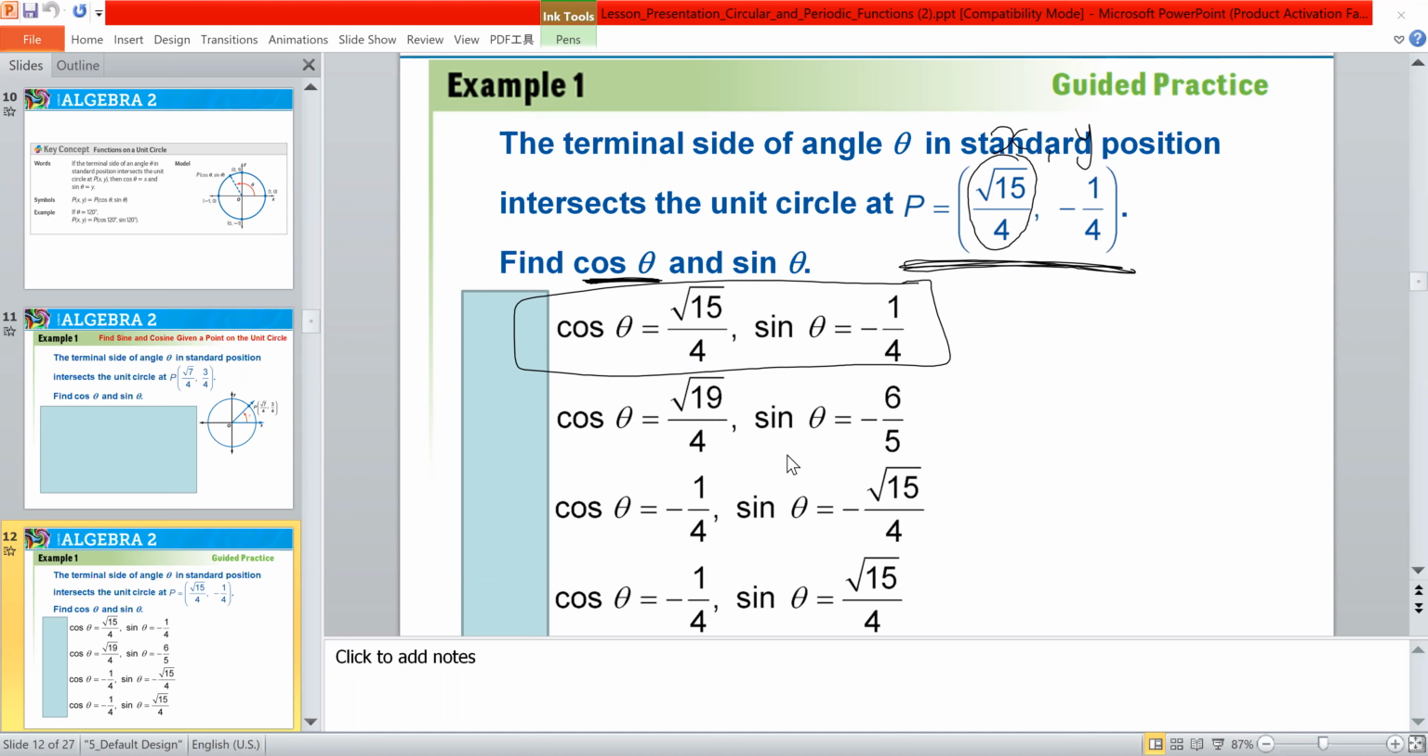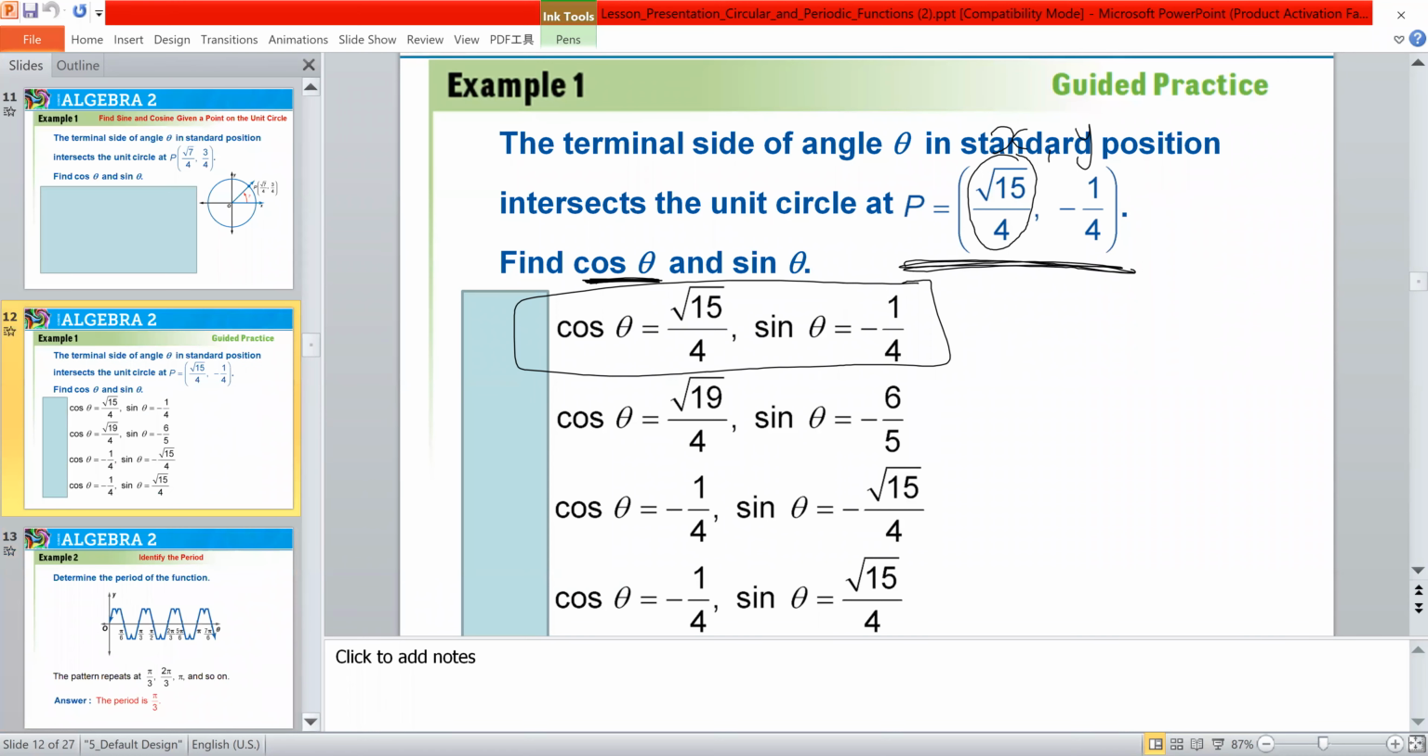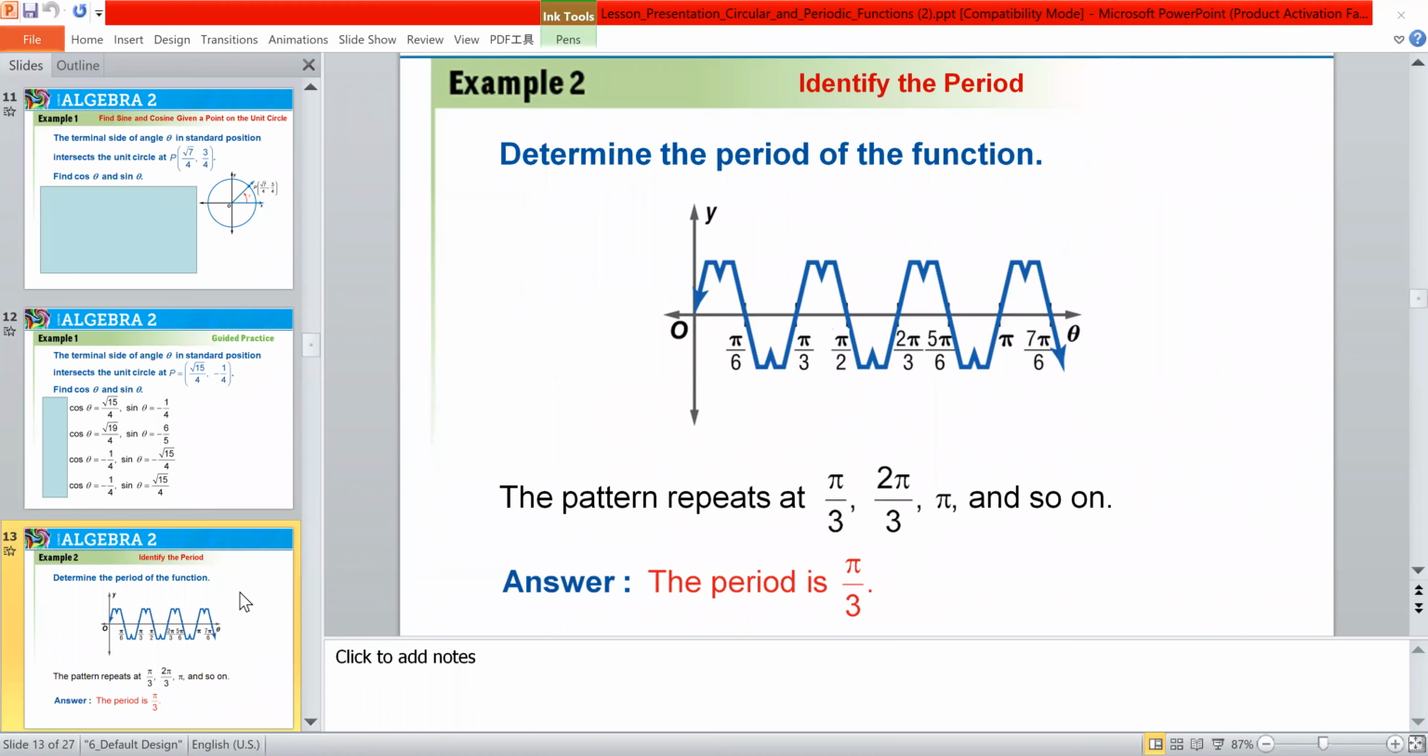Okay, I'm going to another example. Okay, pay attention to this. This is the second idea in our lesson. Determine the period of the function. The period of the function means the time or the way that the function makes a complete rotation. A complete rotation is called the period of the function. So the period of the function is a complete rotation.